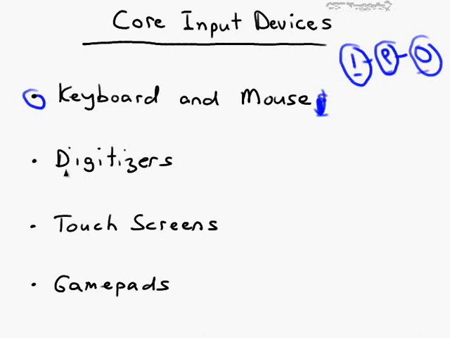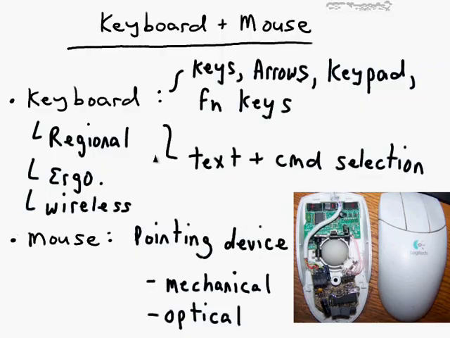Next, we'll look at some other alternate, lesser seen core input devices, or at least input devices that you might not normally think of as input devices. Digitizer tablets, touch screens, gamepads, and joysticks. Let's get working. The keyboard and mouse, of course, form the core or foundational input for any personal computer system.